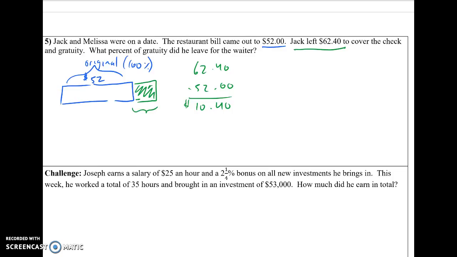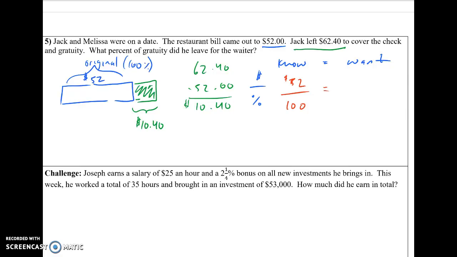So once again, this tip right here, we don't know what percent that is, but we do know that this is the $10.40. All right, so there's our picture. Let's see what kind of proportion that we can make. Well, remember, our proportion is what we know equals what we want. I'm going to keep this dollars over percents. So we know that $52 is the original bill. So let's write $52 over 100%.